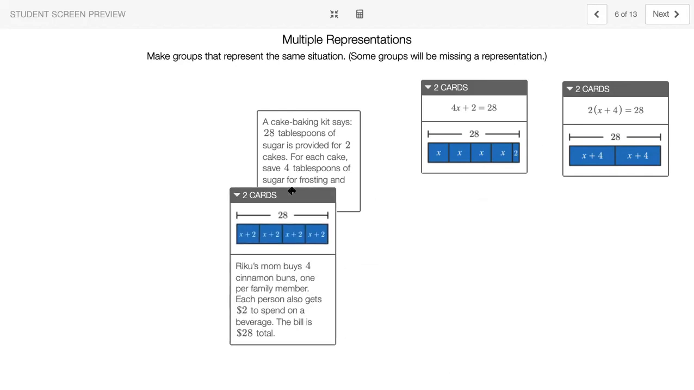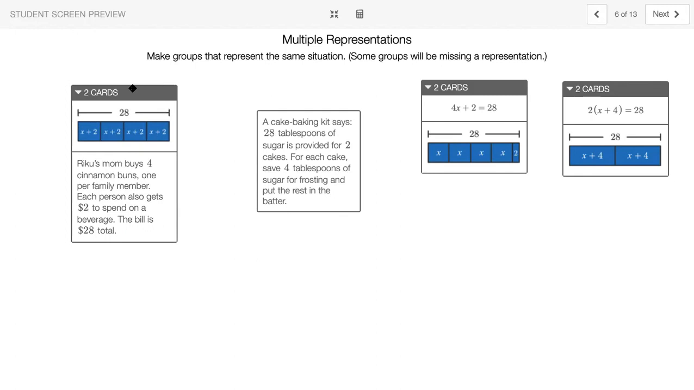And let me explain again why that is. So if we look at it as a tape diagram, we have to remember where the pieces go. Each family member is going to buy their cinnamon bun, plus they get $2. And that happens 4 times. That's why each of the people is there. And all of that together would equal 28. And that's what we see in this tape diagram.